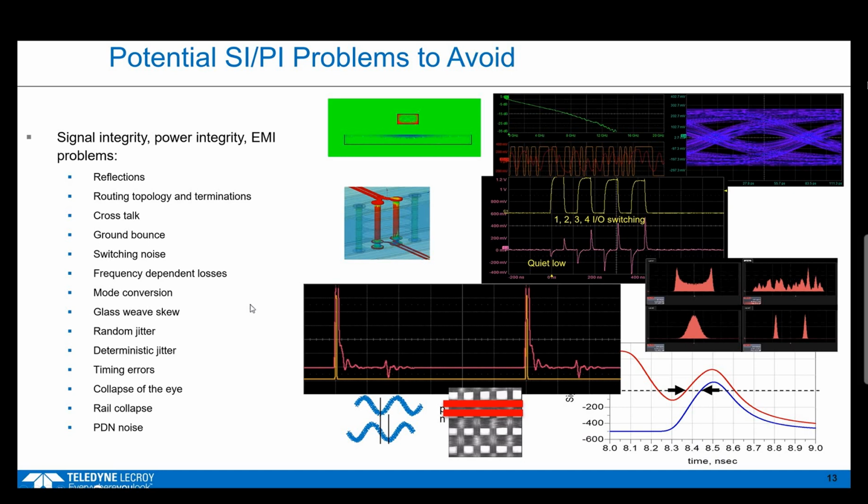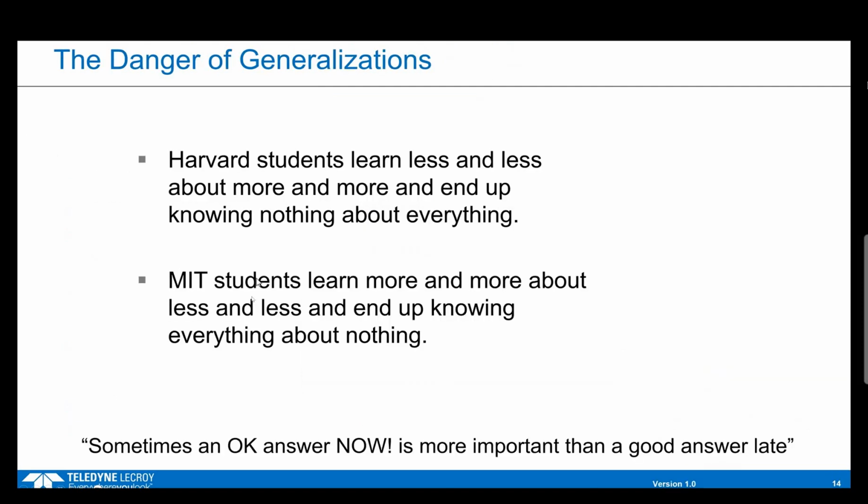Unfortunately, I'm going to make some generalizations. And when you make generalizations, you run into these two problems. I always like to refer to this little statement here about Harvard students and MIT students. You can guess which one I am. Harvard students learn less and less about more and more and end up knowing nothing about everything. And MIT students learn more and more about less and less and end up knowing everything about nothing. These are the two extremes when we make generalizations.